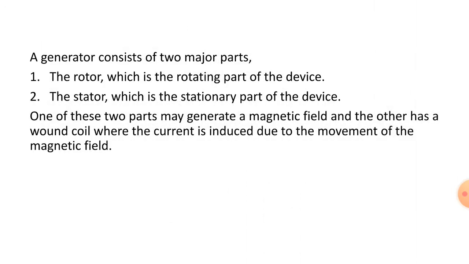A generator consists of two major parts. One, the rotor, which is the rotating part of the device. Two, the stator, which is the stationary part of the device. One of these two parts may generate a magnetic field, and the other has a wound coil where the current is induced due to the movement of the magnetic field.